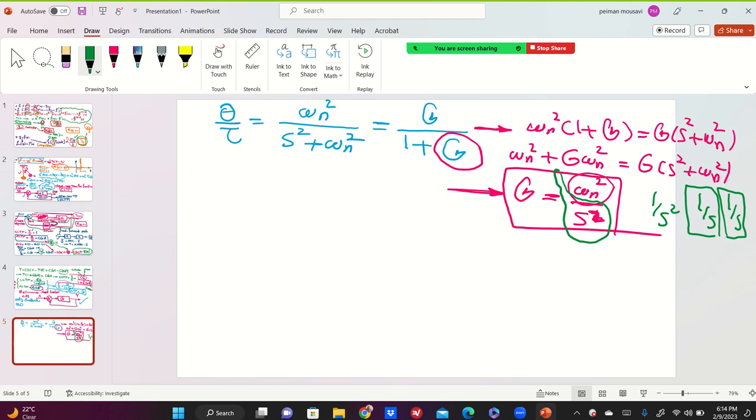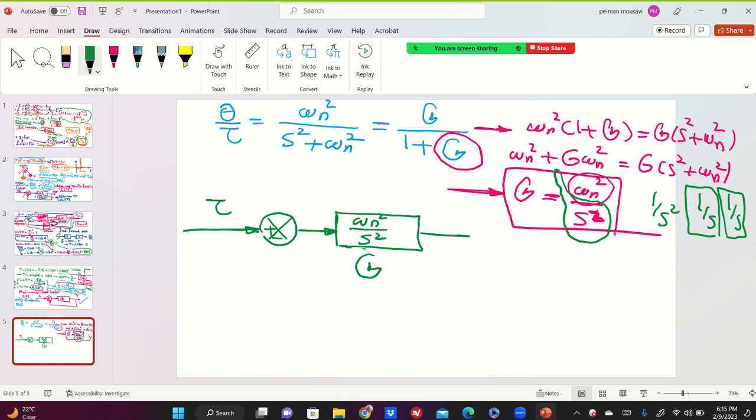Okay. So now we're going to put here tau, plus minus, and as we're going to do in Simulink, always here you put the open loop transfer function. For this problem it is omega square over s square, and the real output is compared with the input. So this generates the error signal, E of s.